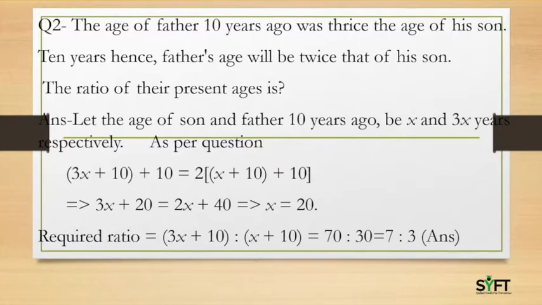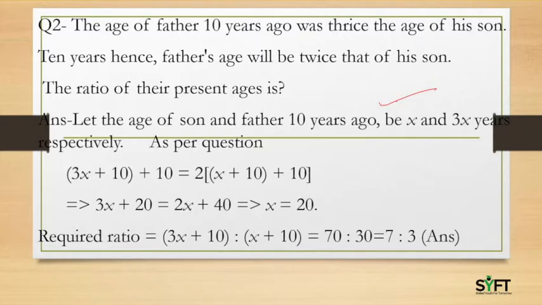Next question I am explaining. The age of the father 10 years ago was thrice the age of his son. 10 years hence, the father's age will be twice that of his son. The ratio of their present ages is how much? See, the age of the father 10 years ago was thrice the age of his son. So let the ages of the son and father 10 years ago be x and 3x, not present age. 10 years ago, it is x and 3x.